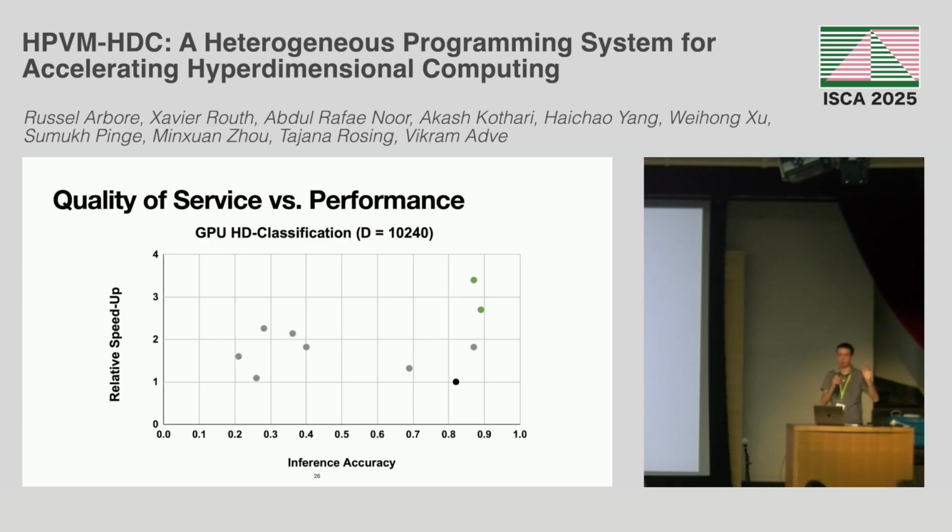The key thing I want to point out here is that exploring each one of these individual points required maybe 1 or 2 lines of code change, and those are to these annotations that tell the compiler what to approximate. They don't change the algorithm at all.